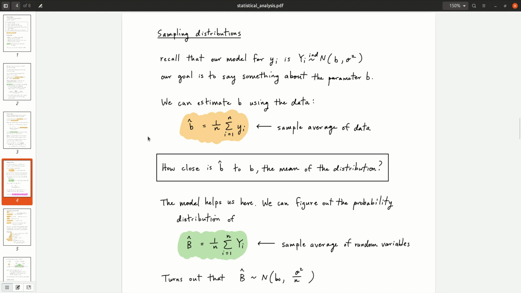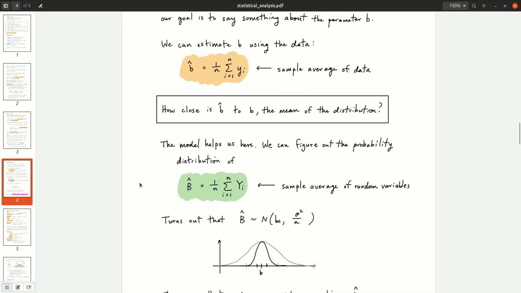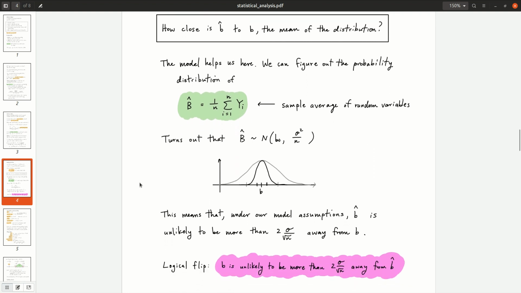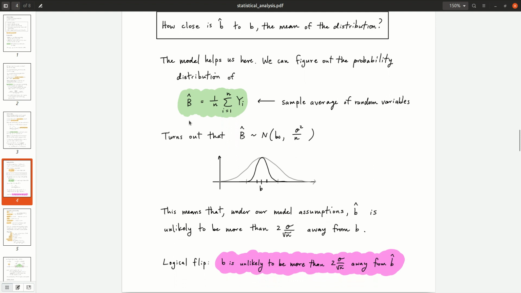So you should recall this notation from the previous lecture. One of the fundamental questions we have is, we have our sample of data, and we get an estimate of this population parameter, but how close is that thing to b, which is the actual population mean of the distribution? And this is where the model helps us, and we can use what's called the sampling distribution of the estimate to figure out how close it might be, or at least figure out how close it might be under the assumptions of our statistical model.